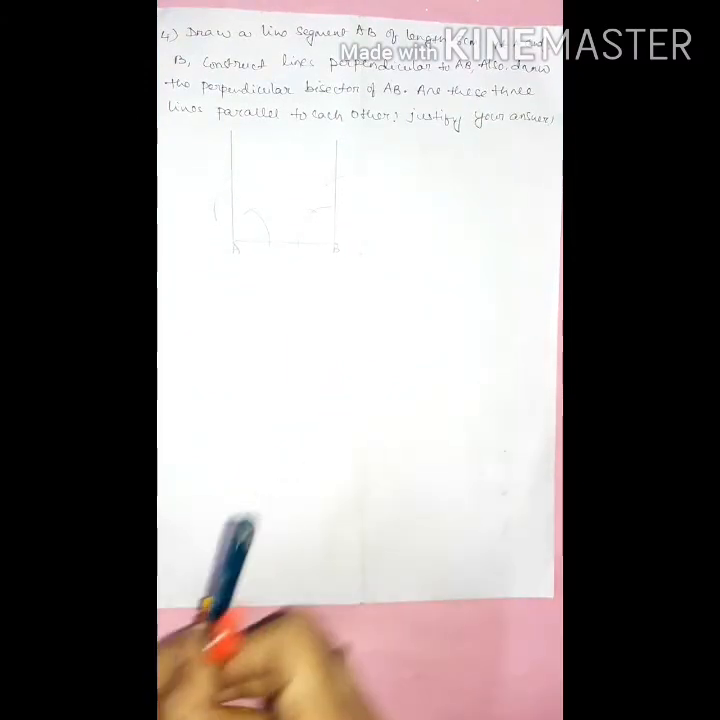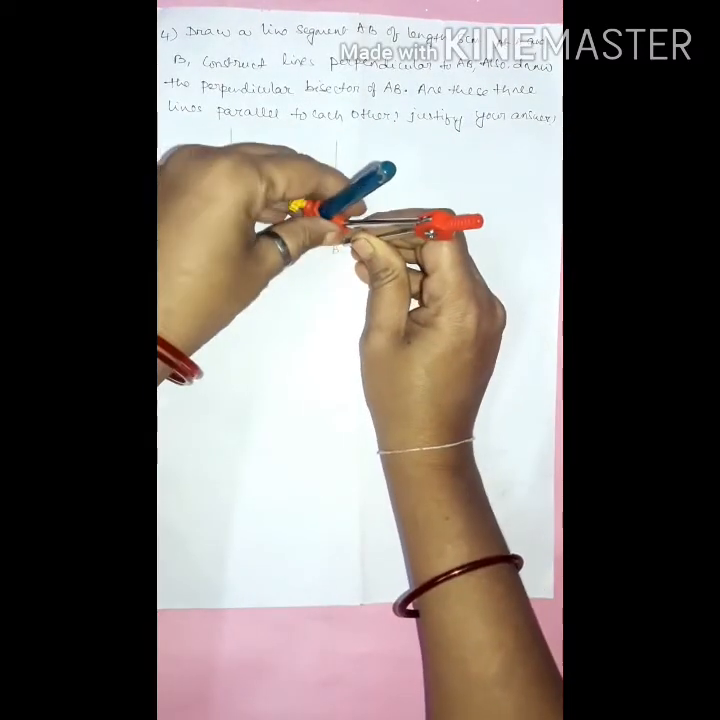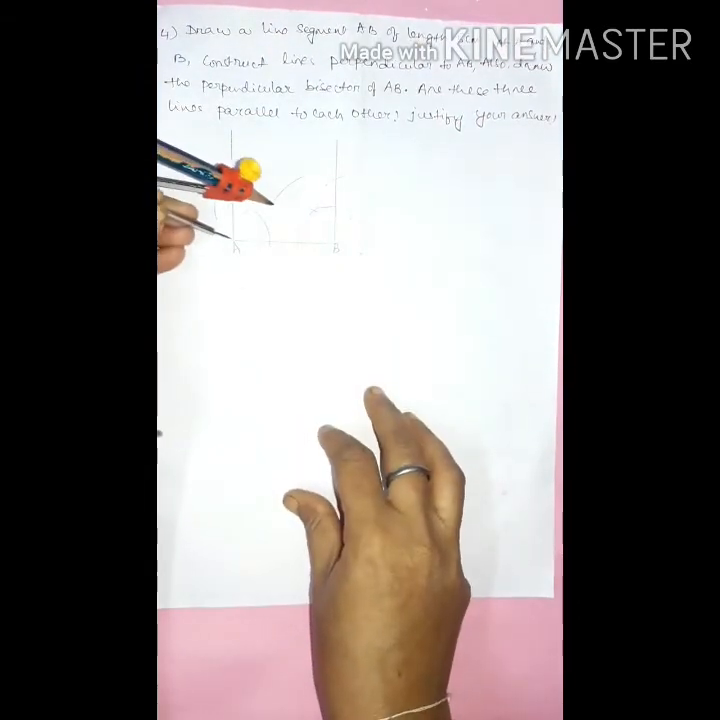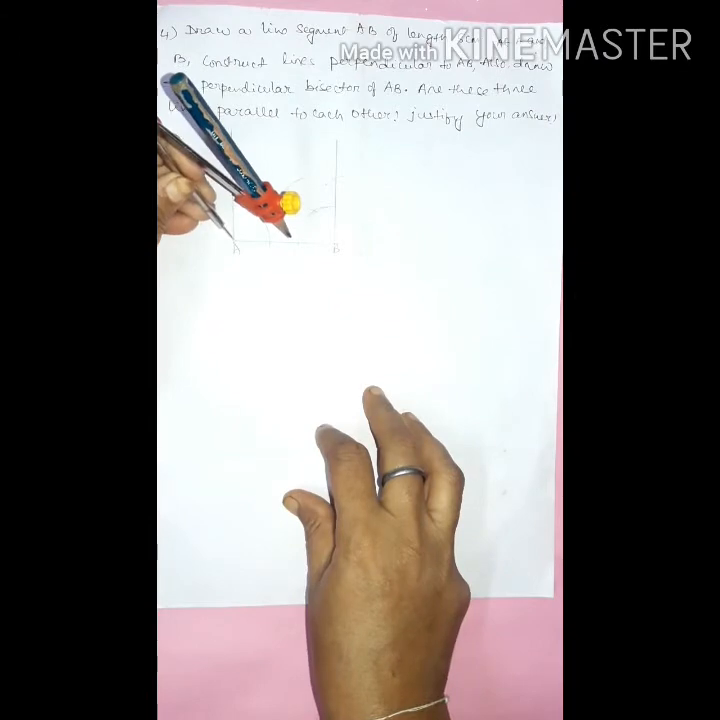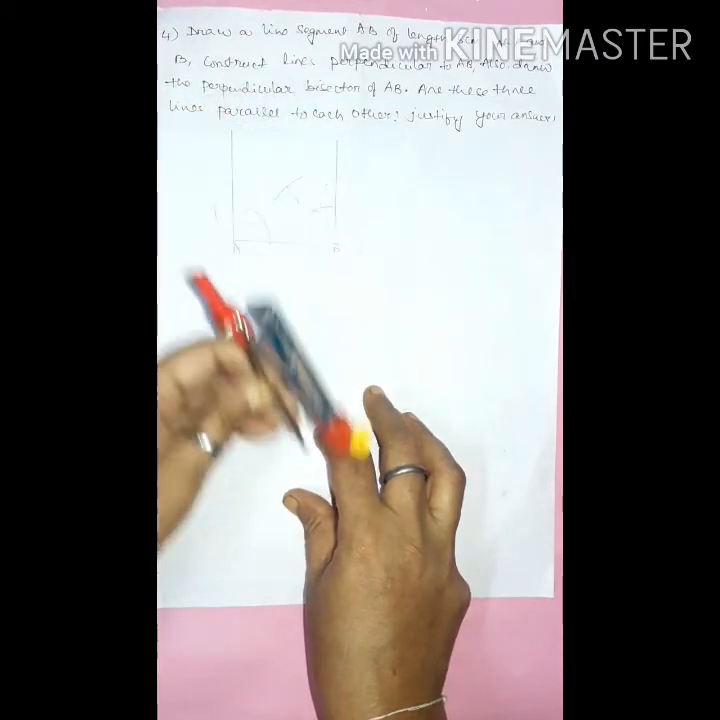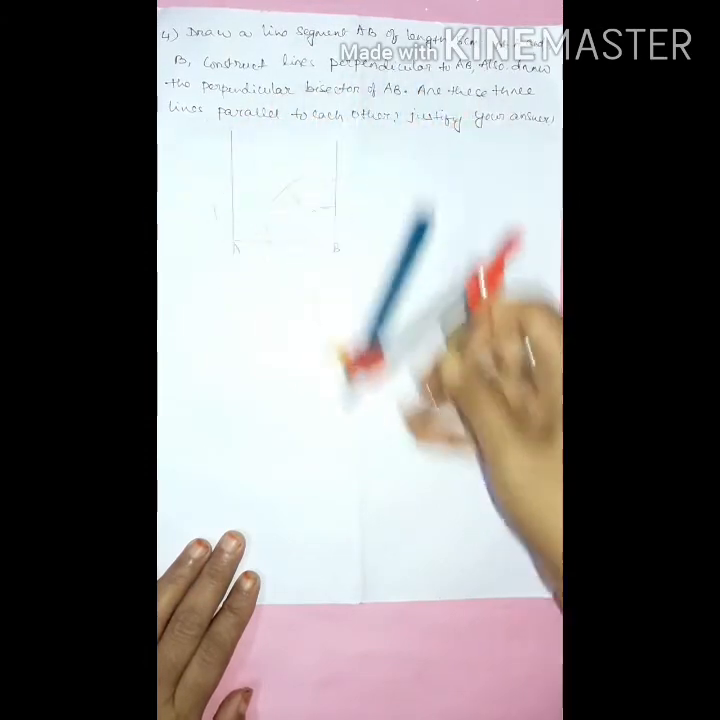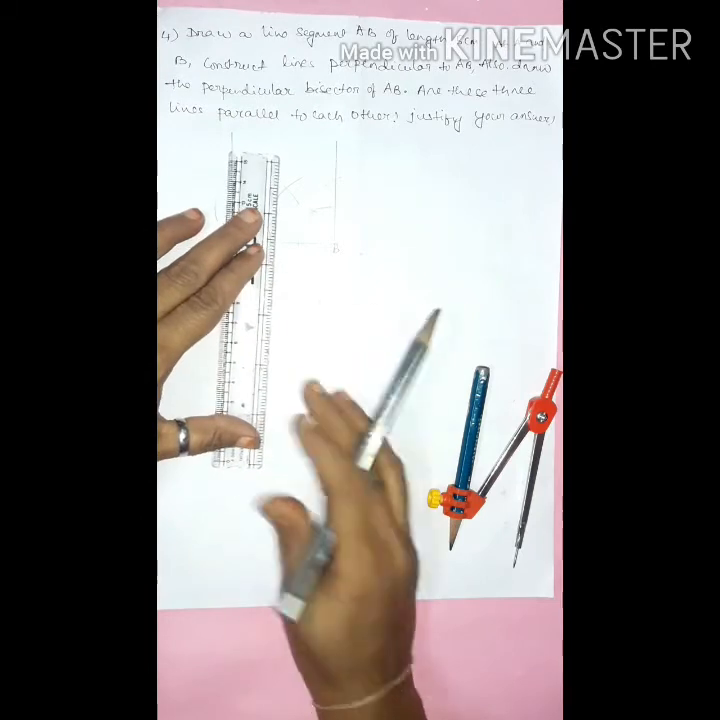Now we need to construct the perpendicular bisector of AB. All of you know the line bisector. Take the same arc from A and from B, with the same radius. Don't change the arc here. Clear? Also downwards you have to cut two arcs, one with A as the center and another with B as the center. Take the perpendicular bisector of the line segment.